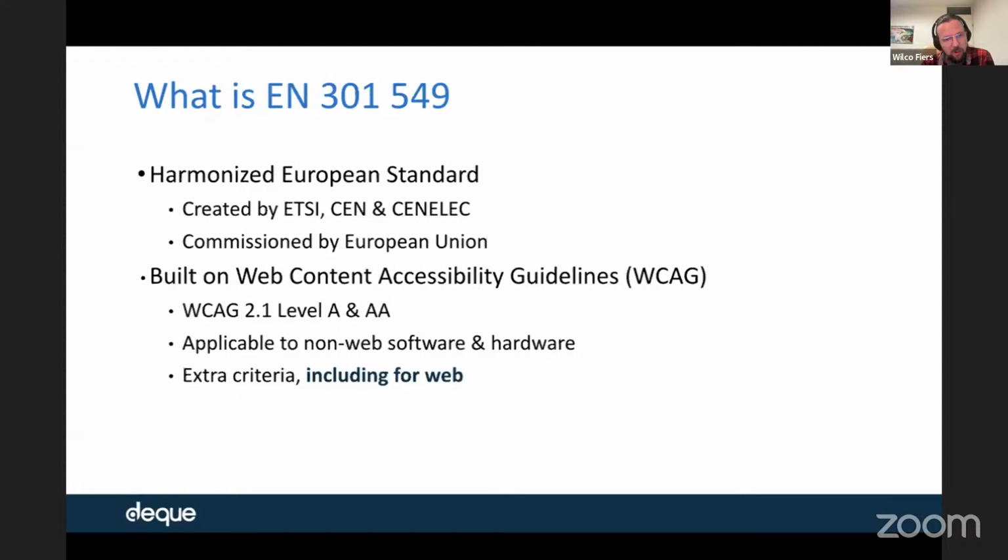However, unlike WCAG, which is written specifically for web technologies, 301 549 is applied to non-web software, to hardware, and I'll get into more detail on what else is there. And it includes extra requirements, including for web. So there are requirements in 301 549 that, if you're already conforming to WCAG, you might not conform to. So it goes beyond what WCAG has covered. And for many organizations, there are new things to learn.